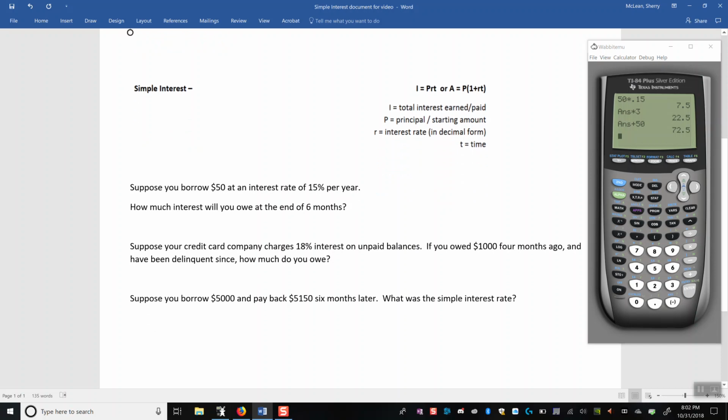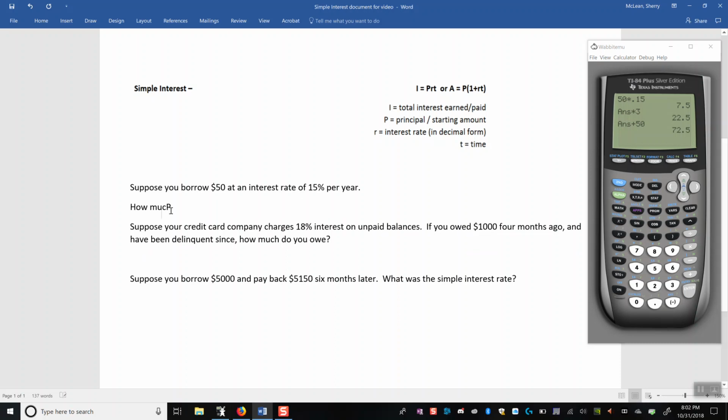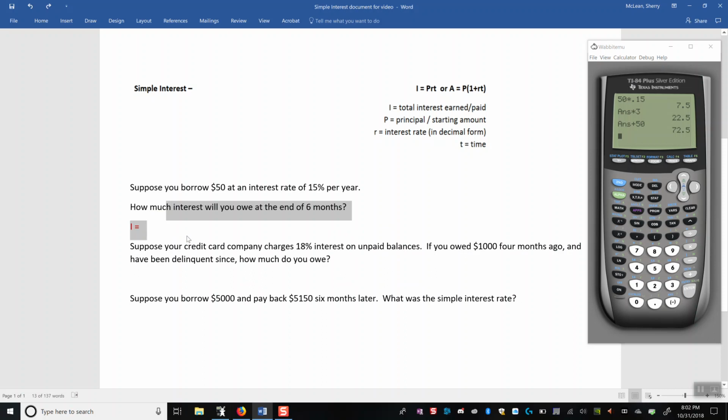So taking a look at another question, how can we make these a little bit more difficult? Suppose you borrow $50 at an interest rate of 15% per year, but this time we want to know how much interest we will owe at the end of 6 months. In this case, they're just asking us about the interest, so we can just use that formula of I equals P times R times T. There we go. I equals P times R times T.